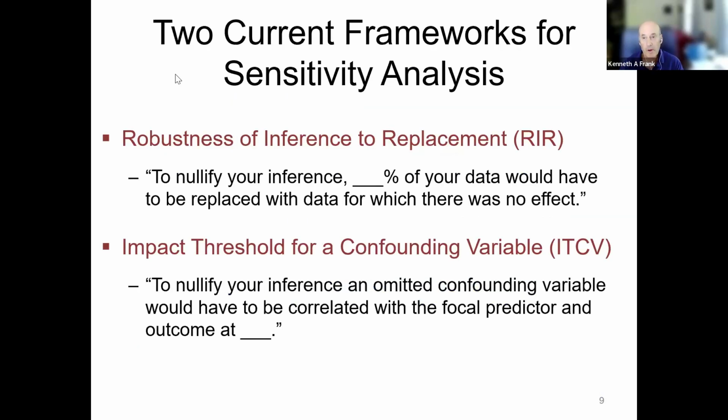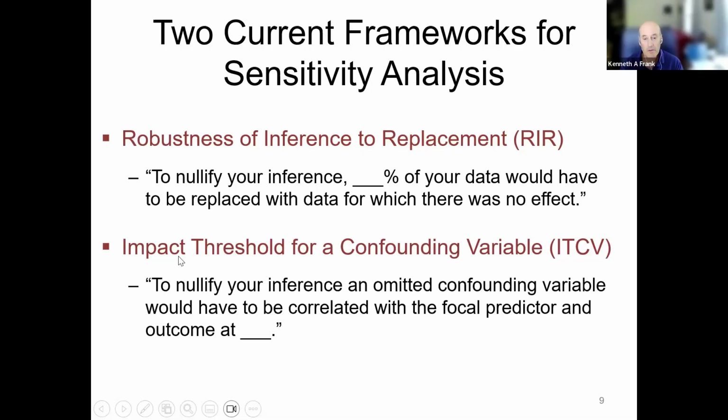Our group has two frameworks for sensitivity analysis. One is the robustness of inference to replacement. We're going to say, to nullify your inference, blank percent of your data would have to be replaced. What percent of your data would have to be replaced with data for which there was no effect? So here you're thinking about your data and how it would have to change your mind.